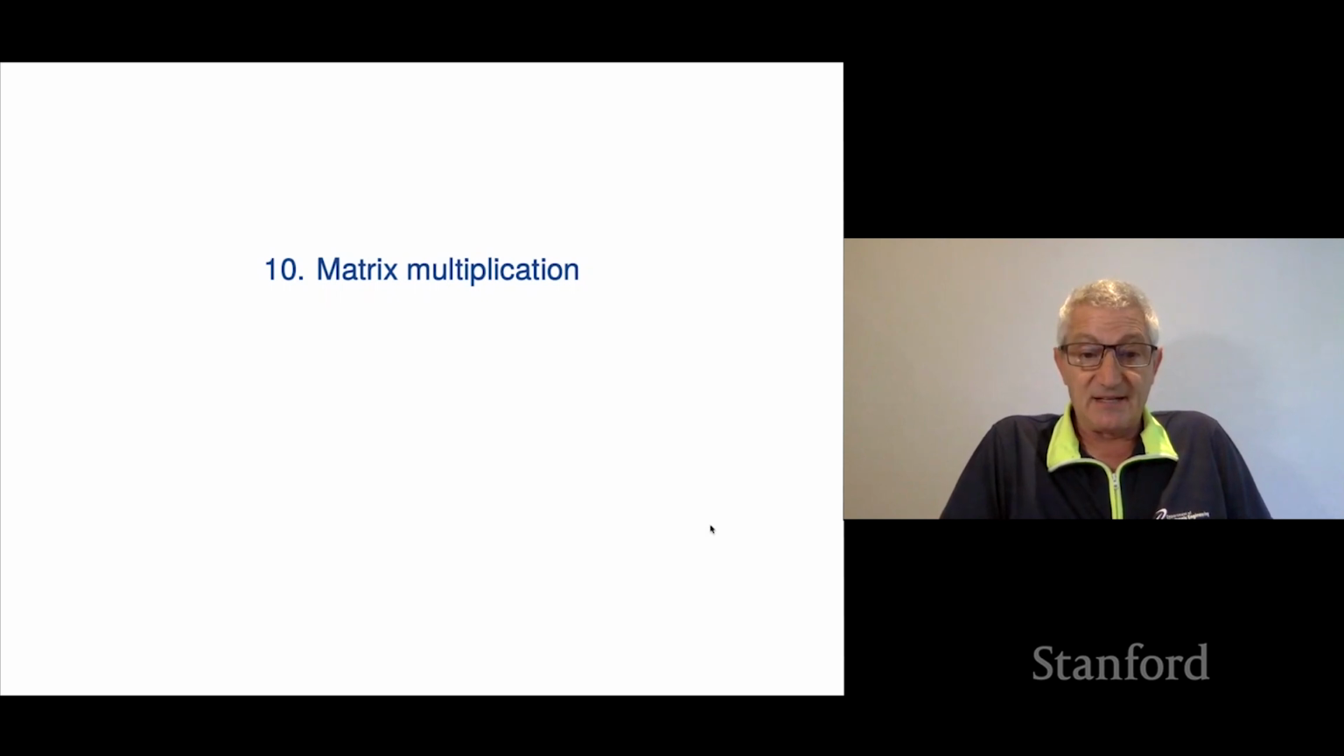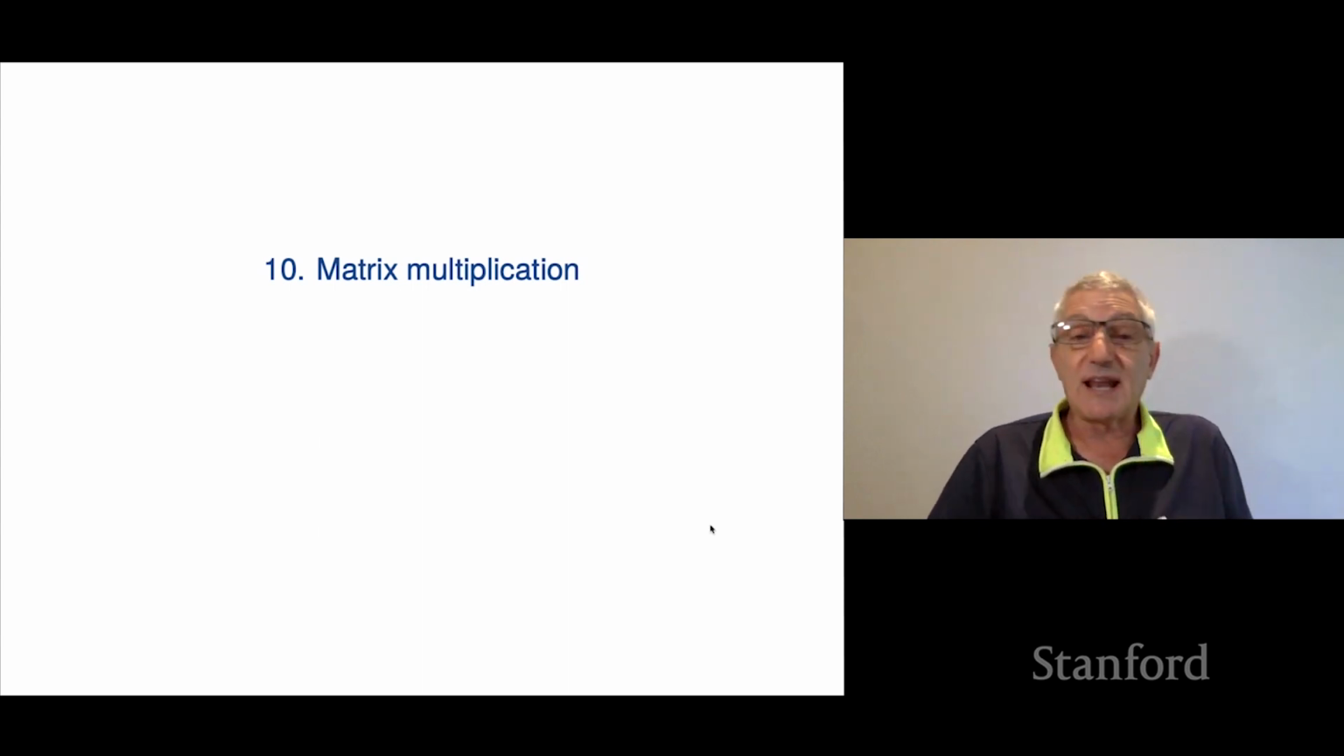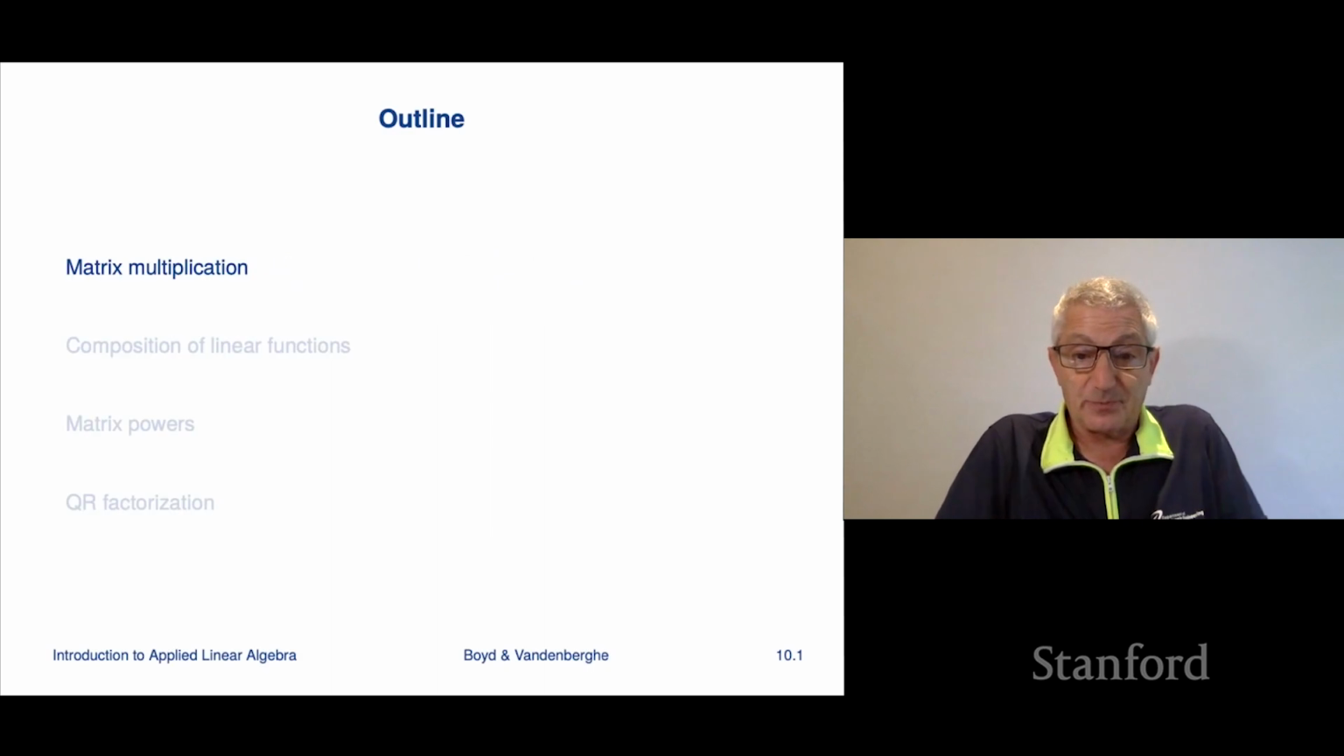This is chapter 10 on matrix multiplication. So far we've seen a couple of different kinds of multiplication. If you like, you can think of the inner product as a multiplication of two vectors. We've seen matrix vector multiplication. And now we're going to step it up one and look at matrix multiplication. You can multiply two matrices. We're going to see that has a lot of uses.